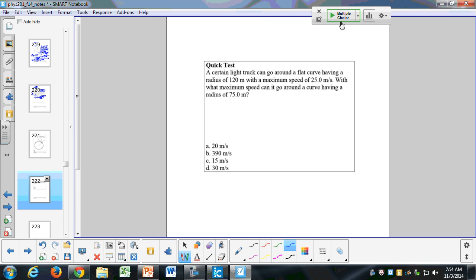And let's try this question, and then we'll look at some old test questions in the back of the book. If a certain truck can go around a flat curve having a radius of 120 meters with a maximum speed of 25 meters per second, what maximum speed can it go around a curve having a radius of 75 meters? You might not know how to do this right off, so let me give you a jump start. So I have this object, this truck, that's going around a curve, and this curve has a certain radius, r, so it's a part of a circular path.